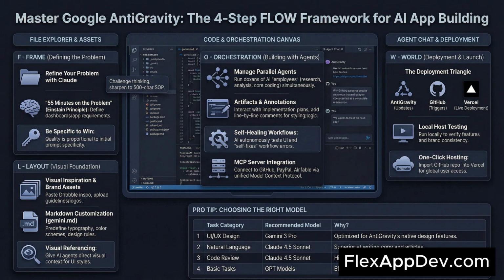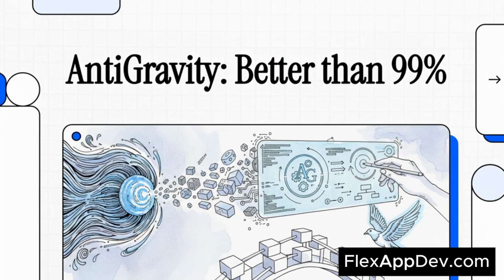All right, let's dive in. Today, we're talking about Google's mind-blowing AI coding tool, Antigravity. And I'm not just going to tell you what it is, I'm going to show you a pro-level framework to use it better than pretty much everyone else out there.